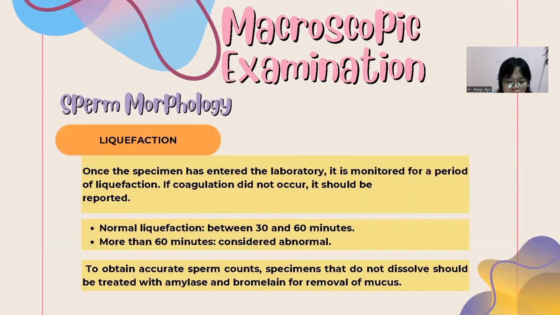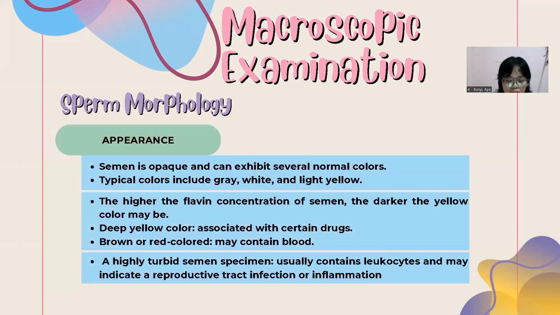Liquefaction. Once the specimen arrives in the laboratory, it is monitored for a period of liquefaction. If coagulation did not occur, it should be reported. Normal liquefaction is between 30 and 60 minutes, and abnormal liquefaction would be more than 60 minutes. To obtain accurate sperm counts, specimens that do not dissolve should be treated with amylase and bromelain for removal of mucus.